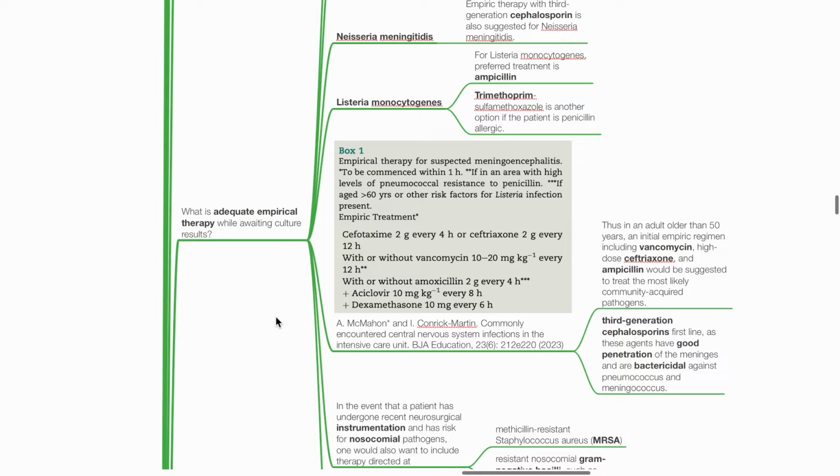Cefotaxime 2 gram every 4 hours or ceftriaxone 2 gram every 12 hours, with or without vancomycin 10 to 20 mg per kg every 12 hours, if in an area with high levels of pneumococcal resistance to penicillin, with or without amoxicillin 2 grams 4 hourly, if age more than 60 years or other risk factors for Listeria infection is present, with acyclovir 10 mg per kg every 8 hours and dexamethasone 10 mg every 6 hours.